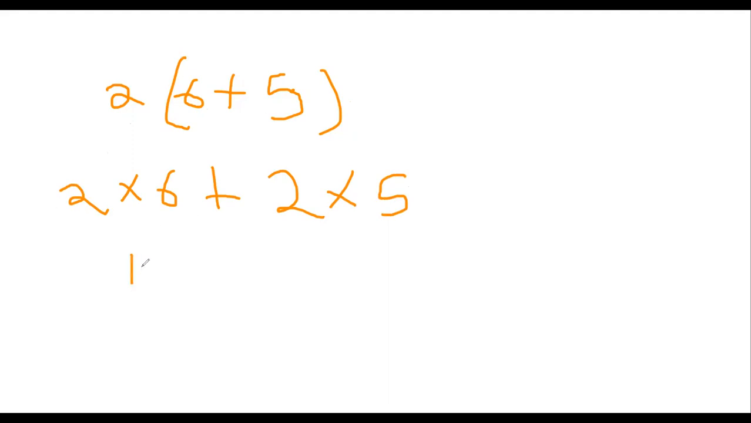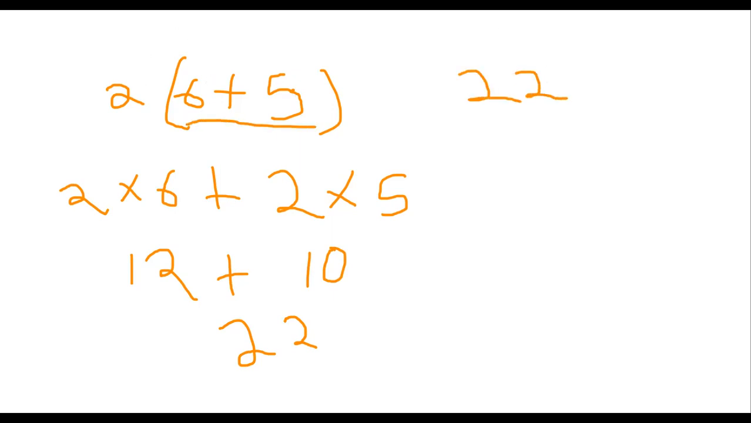2 into 6 you have got 12, plus 5 2s are 10, which is 22. Now you're telling the BODMAS rule, you need to solve the bracket first. If you do it that way, 6 plus 5, 11, into 2, 22. Even there you're going to get the correct answer. This is the distributive property you're learning.